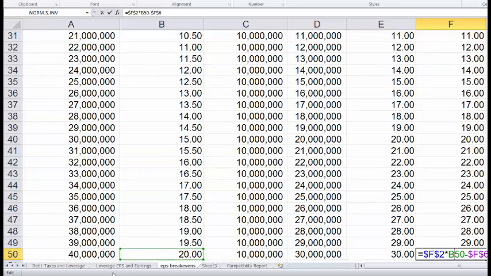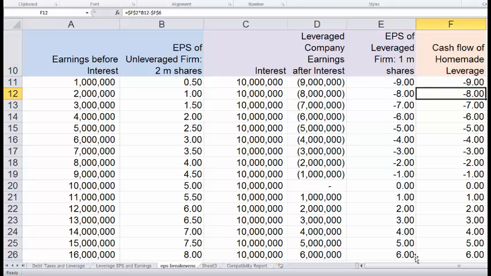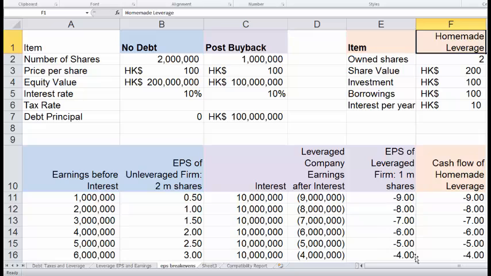Going down to the top earnings per share of $20 for the unleveraged firm, the shareholder receives twice that $20 or $40, but then has to subtract from it the $10 of debt service. And as you can see, the shareholder's cash flow from homemade leverage is exactly identical at all levels of earnings before interest of the firm to the EPS of the leveraged firm, even though the shareholder owns shares of the unleveraged firm, because the shareholder has substituted homemade leverage for the leverage of the firm.